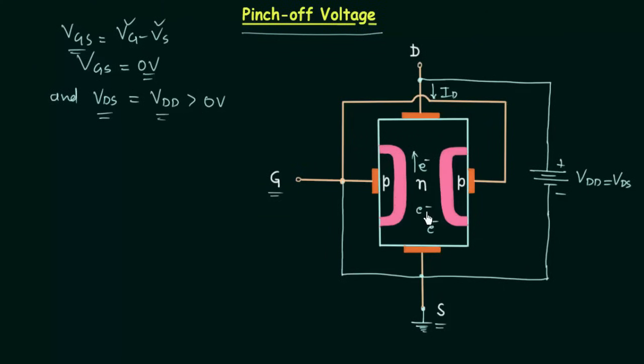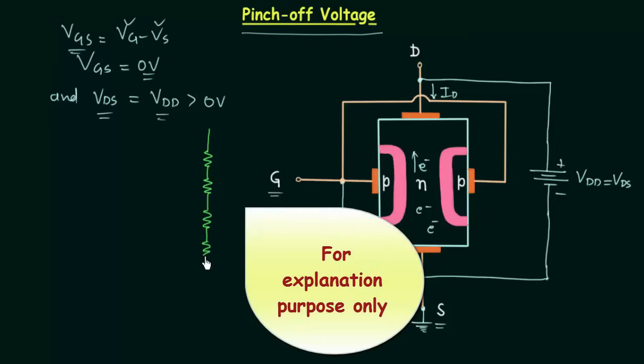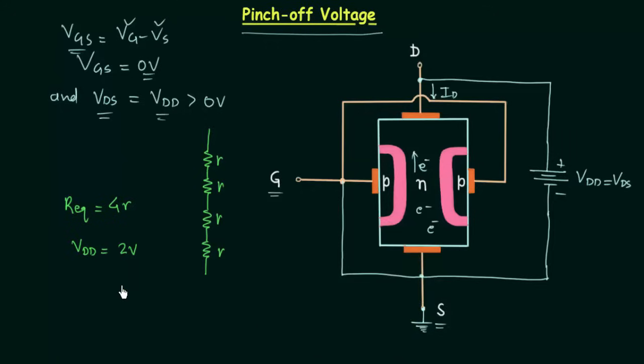We are having N-channel JFET, and in N-channel JFET, P-type material is embedded in the N-type material, and because of this, two depletion regions are also formed. This N-channel is providing resistance to current ID, so we can consider the N-channel as four resistances connected in series. These four resistances are same and they are equal to small r. So equivalent resistance is equal to 4r, and let's say VDD is equal to 2 volts. So 2 volts are divided across 4r, or we can say the drop across resistance r is equal to 0.5 volts.